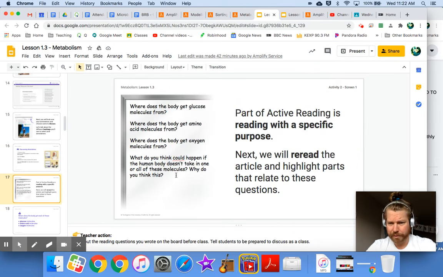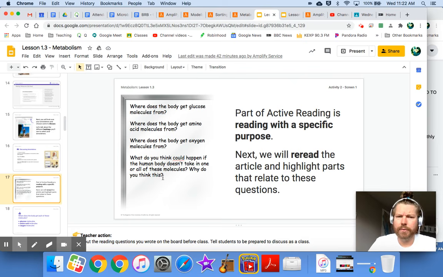Here are some questions that we want to focus on. Where does the body get glucose? Where does the body get amino acids? Where does the body get oxygen? And what Amplify wants you to do is go back and actually highlight the parts of the article that answer these questions.